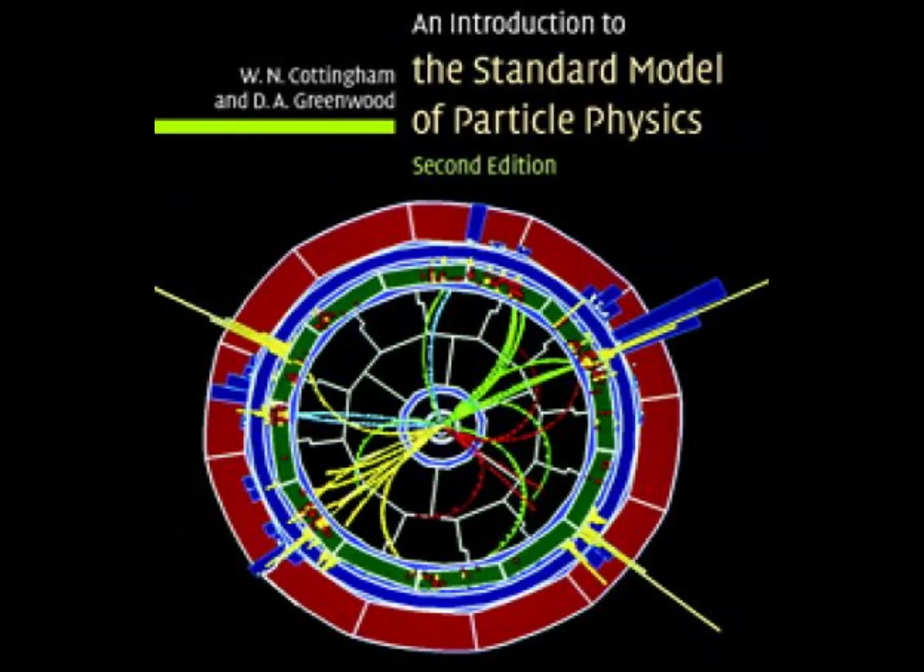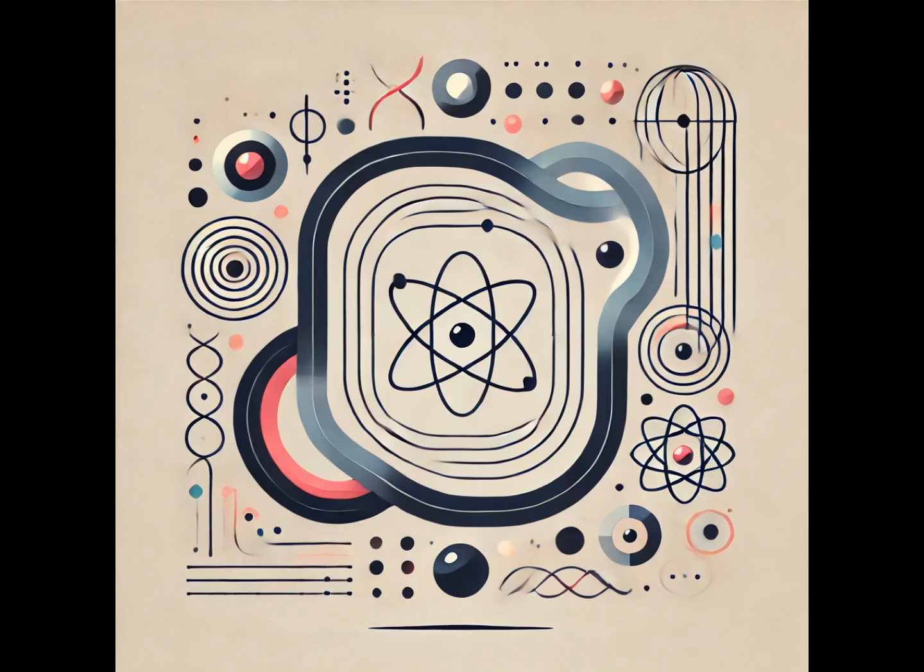Summary of an Introduction to the Standard Model of Particle Physics. The book provides a detailed introduction to the Standard Model of Particle Physics, covering fundamental interactions, particles, and mathematical frameworks. The focus lies on the electromagnetic, weak, and strong interactions among quarks and leptons, as well as the unifying framework that ties these forces together.